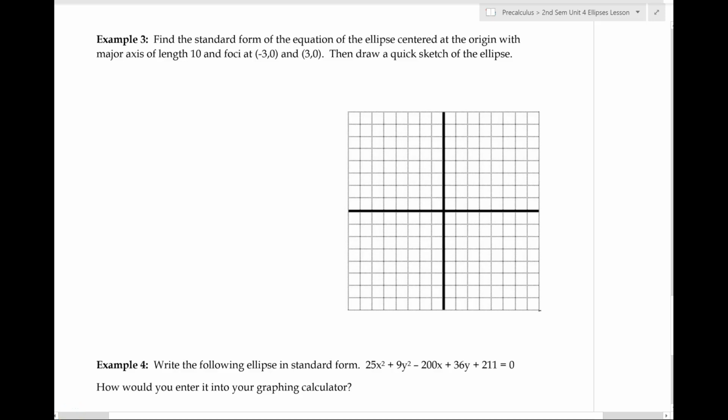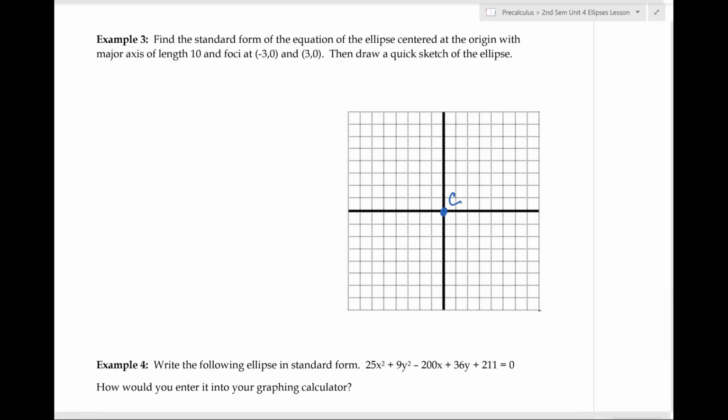All right, so scholars, we're going to do the last two examples here in the notes on ellipses, and we're going to find all the little pieces of information that are going to help us out. So, first things first, it says write the standard form of the equation of an ellipse centered at the origin. So here's our center. With a major axis of length 10. So that's the way it stretches, right?